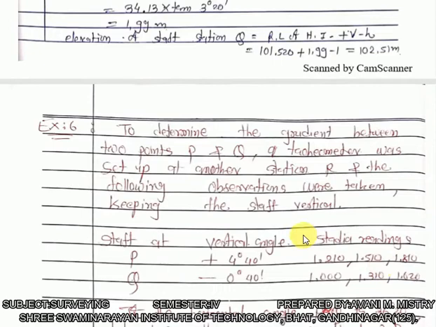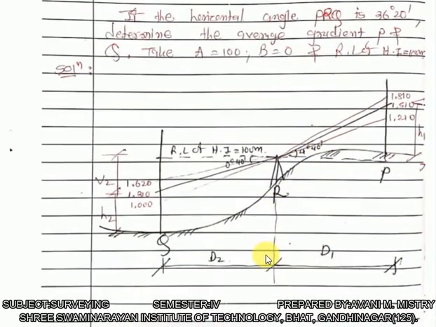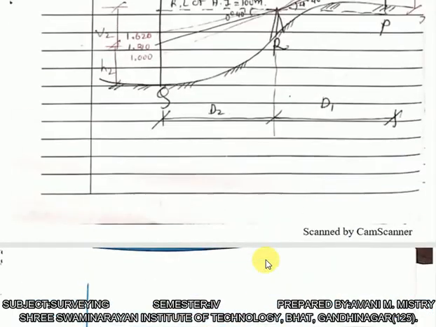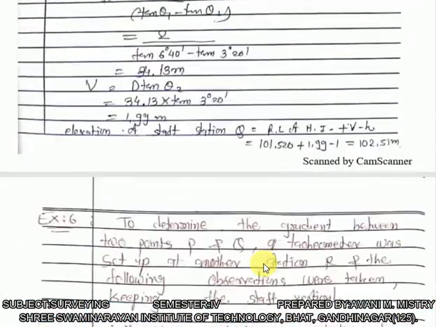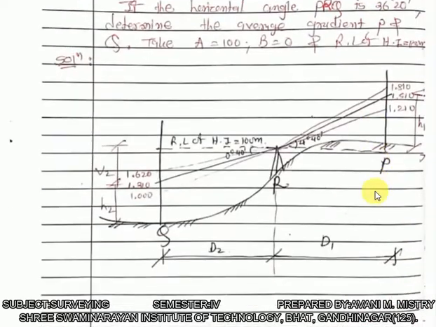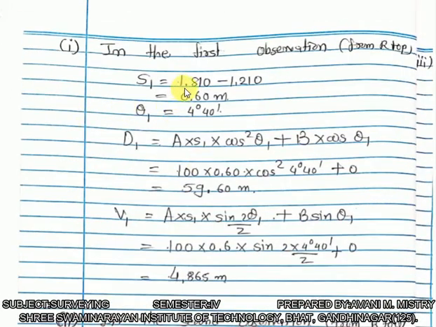First of all, from the given data, we draw the figure. For the first observation, we find S1. The value of S1 is the difference between the upper hair reading and the lower hair reading. Upper hair reading is 1.810 minus lower hair reading 1.210, and we get the value of S1. Theta 1 is equal to 4 degree 40 minute. Put all these values in this equation.